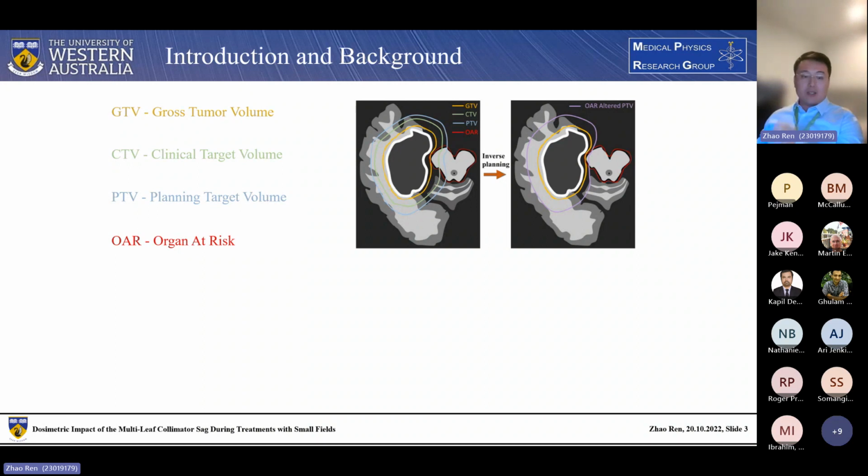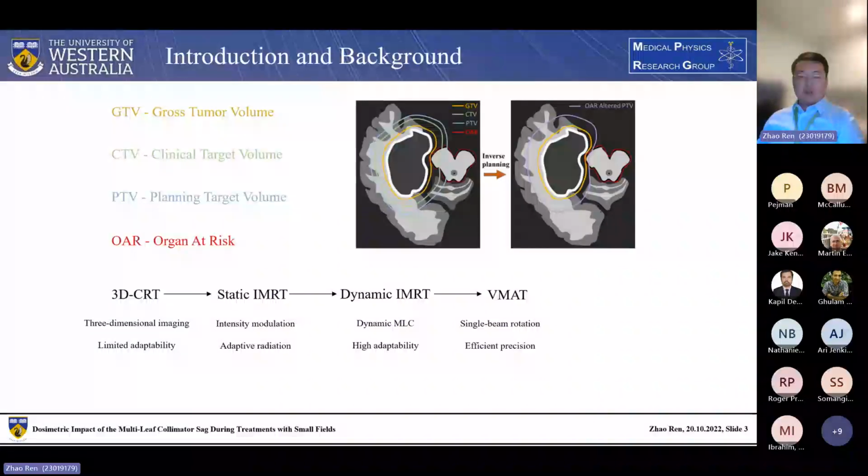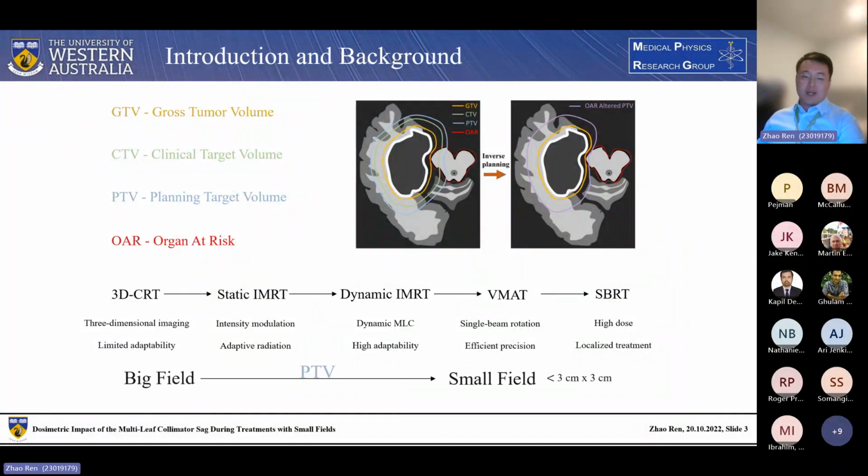So let's consider the development of conformal treatment technology. We start with 3D CRT, which has three-dimensional imaging with limited adaptability. Then we got static IMRT with intensity modulation, adaptive radiation. Then we got dynamic IMRT with dynamic MLC movement during the treatment with high adaptability. And finally, we got VMAT with single beam rotation with efficient precision, and SBRT with high dose localization treatment. By considering the development of conformal treatment, we found a change from the big field in the PTV area to the small field.